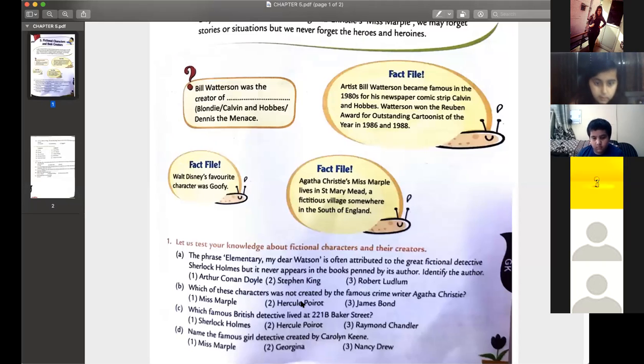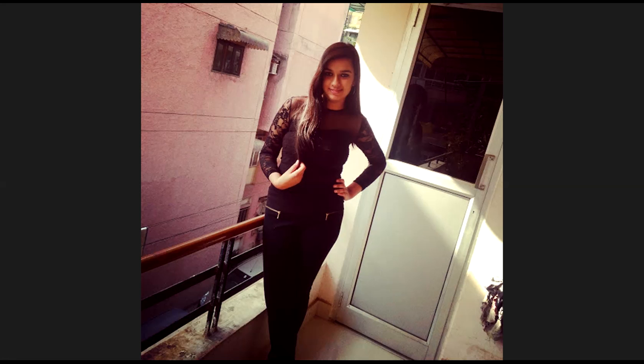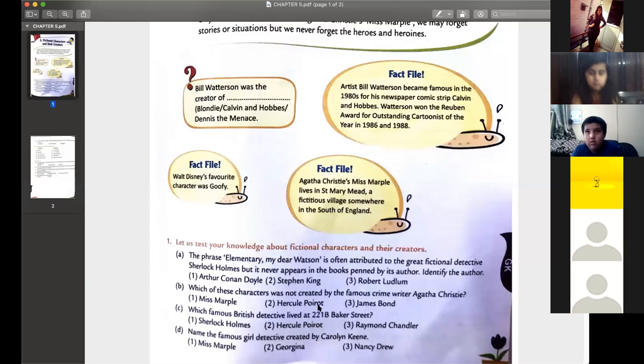Which of these characters? My screen is half now. Wait, I'll just do it again. Okay.